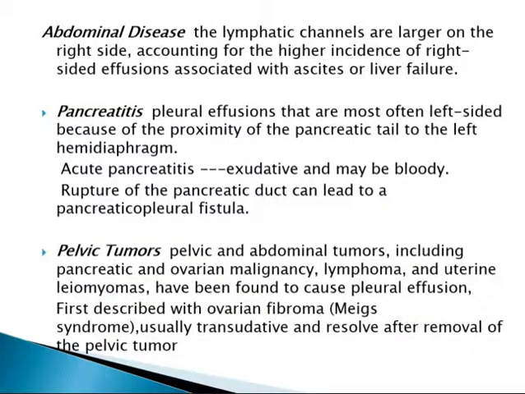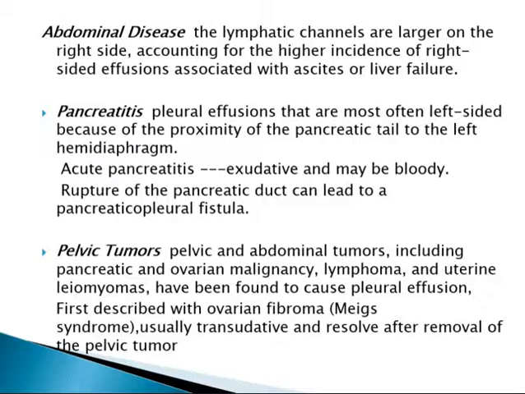Abdominal diseases: the lymphatic channels are larger on the right side, accounting for the higher incidence of right-sided effusion associated with ascites or liver failure. Pancreatitis: pleural effusions that occur most often are left-sided because of the proximity of the pancreatic tail to the left hemidiaphragm. Acute pancreatitis causes exudative and may be bloody pleural effusions. Rupture of the pancreatic duct can lead to a pancreaticopleural fistula.